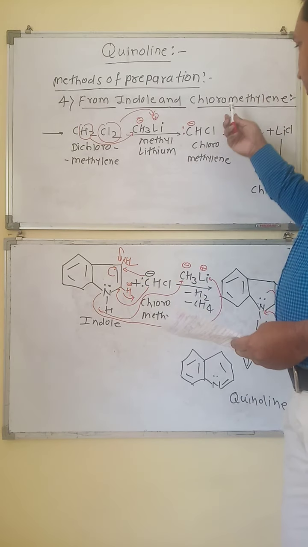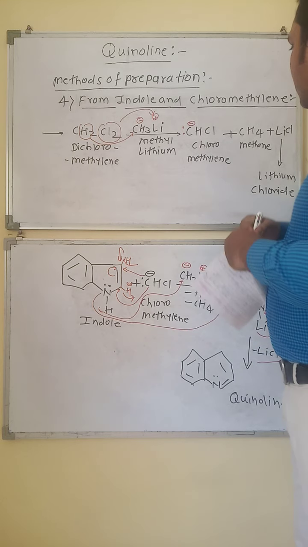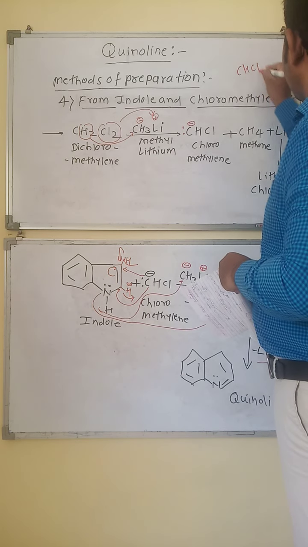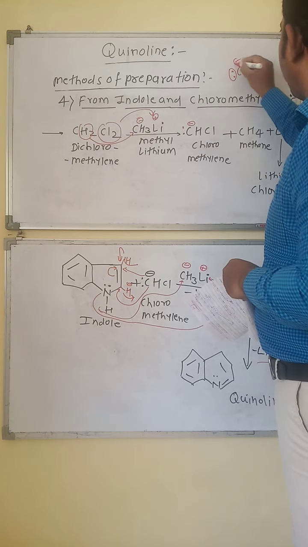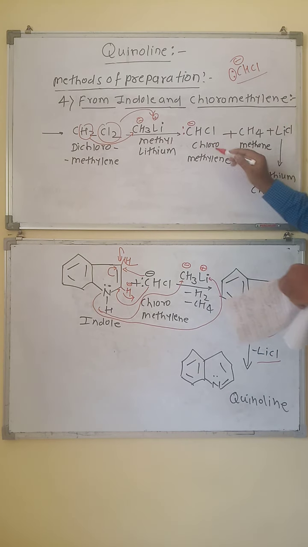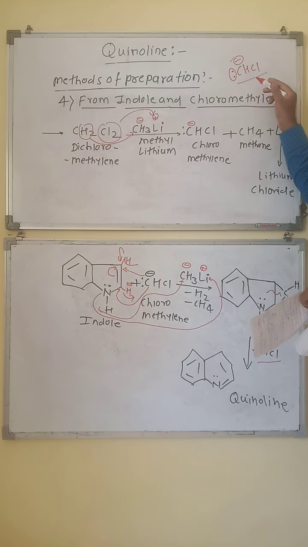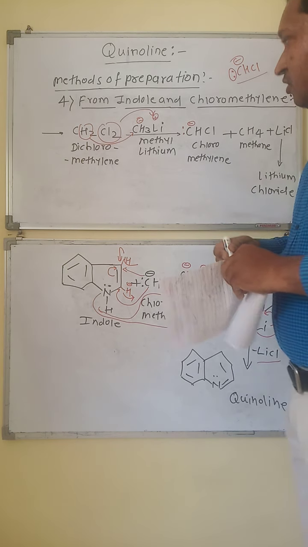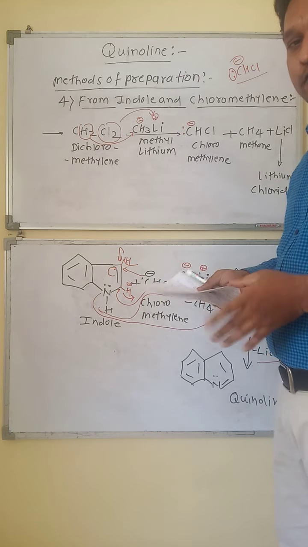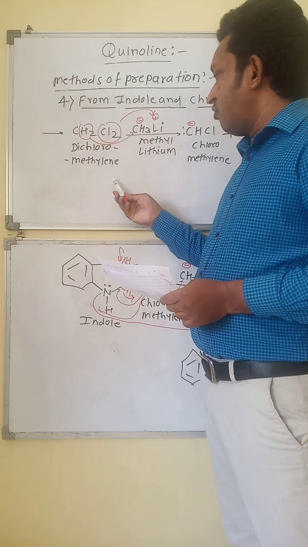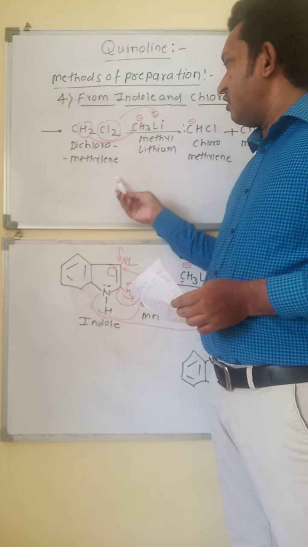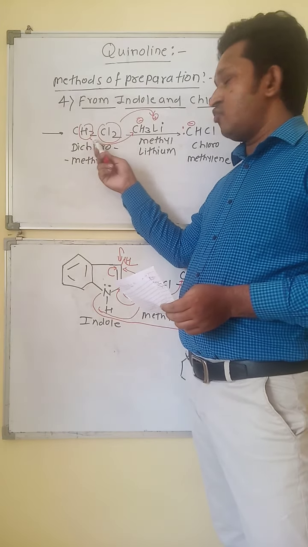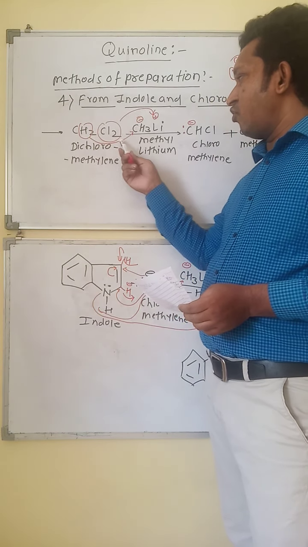The chloromethylene has a structure like CHCl with a lone pair of electrons and a negative charge. This is the structure of chloromethylene. Now this chloromethylene can be prepared first of all from dichloromethylene. Dichloromethylene means the structure CH2Cl2.